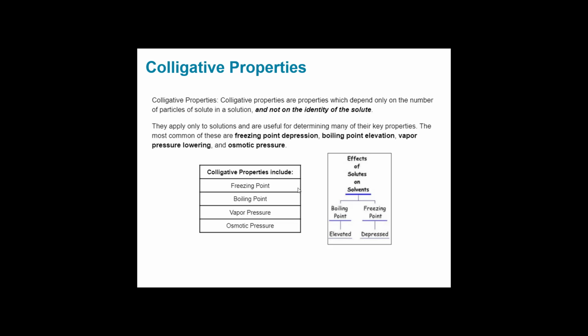So colligative properties is a fancy term, and all it means is properties which depend only on the number of particles of a solute in a solution, and we actually don't care about what the solute is. Remember, a solution is a solute and a solvent, and we do not care about what solute has been added to the solvent. We only care about how many particles have been added.